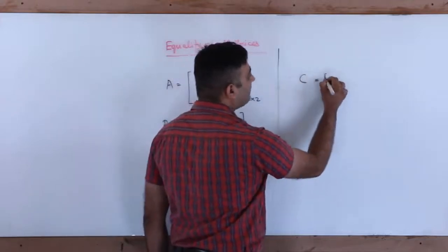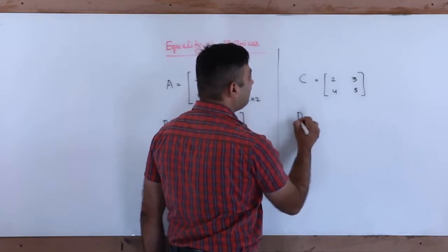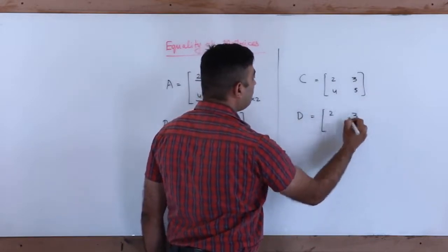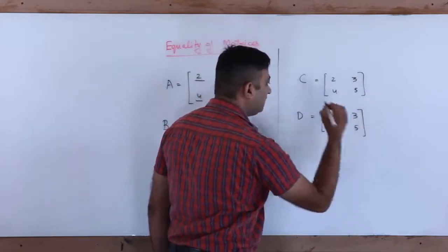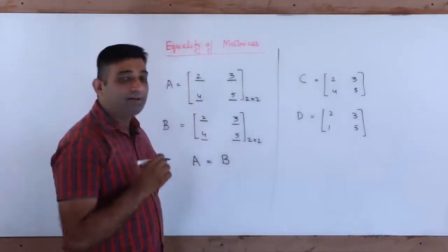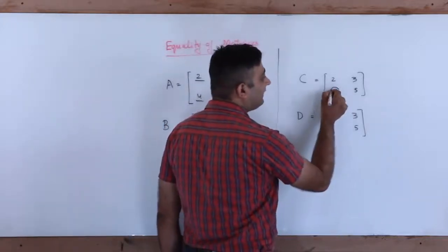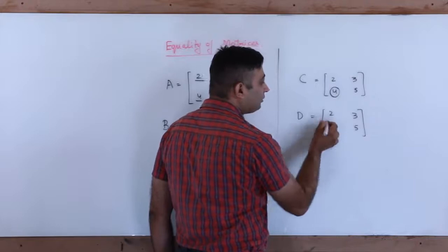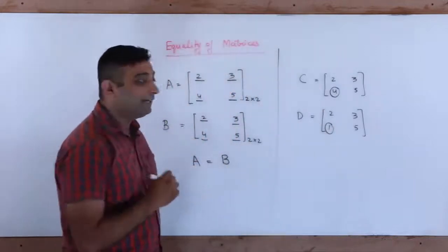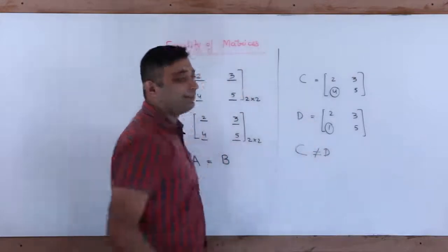If the matrix C has elements 2, 3, 4 and 5 and D matrix has elements 2, 3, 1 and 5. Now it can be clearly seen that one of the entries in both the matrices is not the same. That is the entry A21. It is not the same in C and D. Hence C matrix is not equal to D matrix.